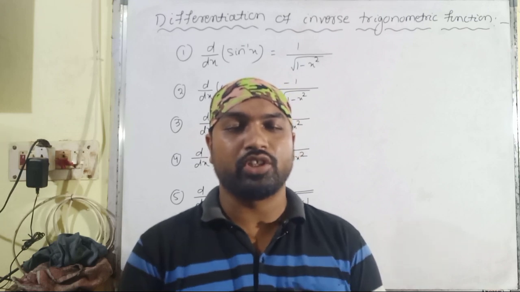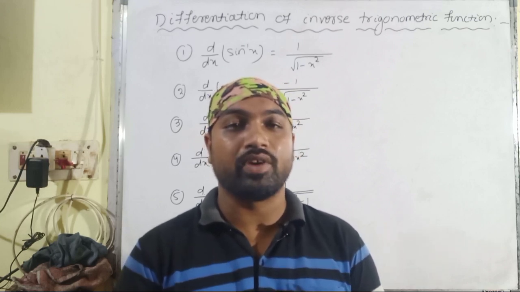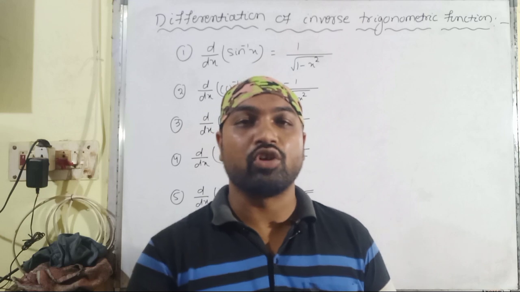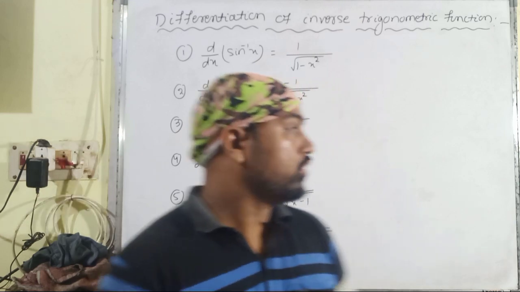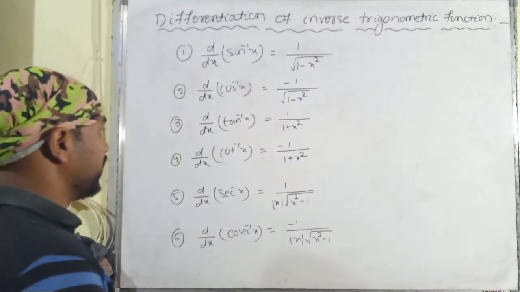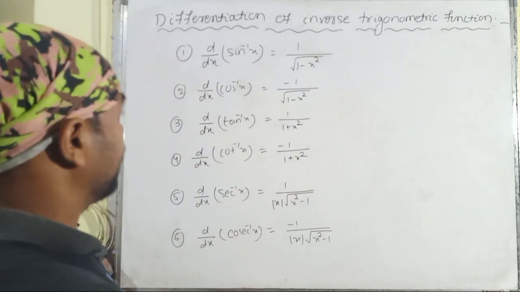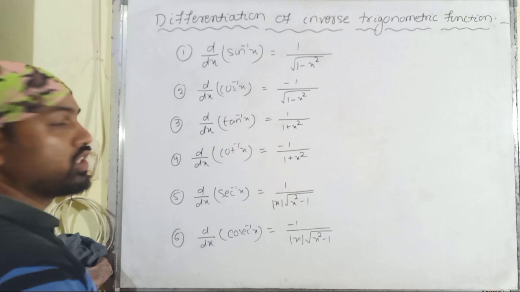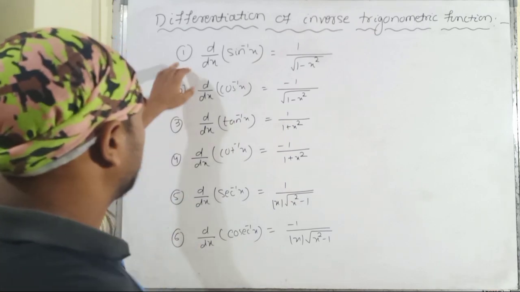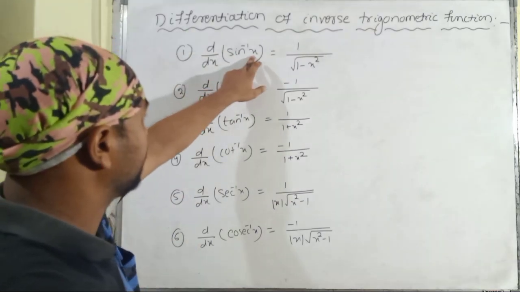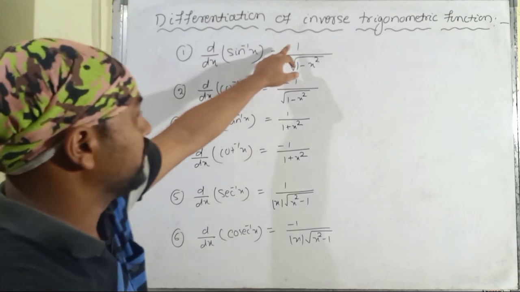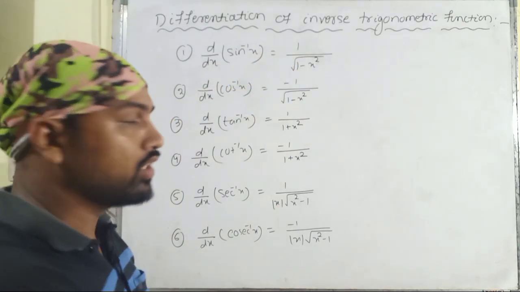In this particular video session we are going to discuss the differentiation of inverse trigonometric functions. So here these are the 6 different types of inverse trigonometric functions, and these are the formulas of the differentiation of these inverse trigonometric functions. The first one is differentiation of sine inverse x with respect to x. It is 1 upon square root of 1 minus x square.